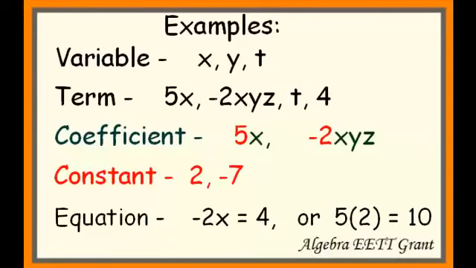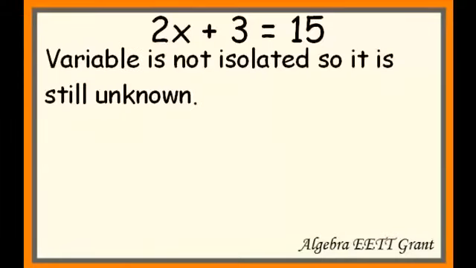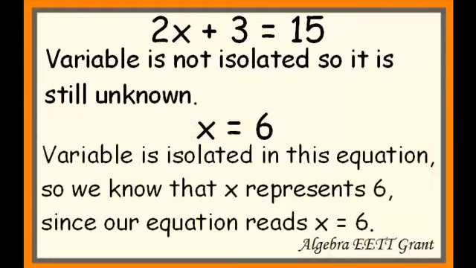An equation is something that has an equal sign, so it could be things like negative 2x equals 4 or 5 times 2 equals 10. Both of these have equal signs, so both of them are examples of equations. If we're given something like 2x plus 3 equals 15, the variable is not isolated. It's not on the side by itself, so we still don't know what x is. We'd have to solve this equation to find out what x is. But if you're given something like x equals 6, x has been isolated. So you know in this equation, the value of x is 6.